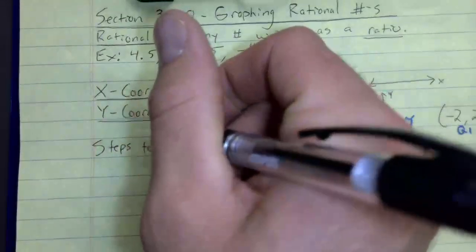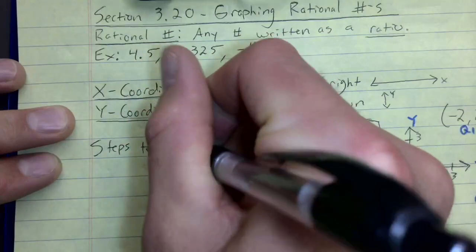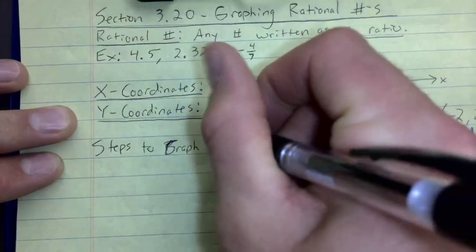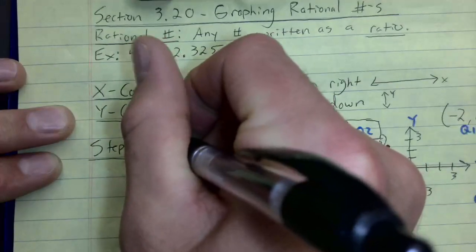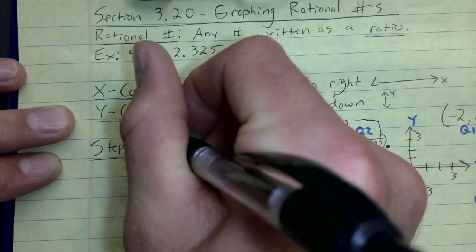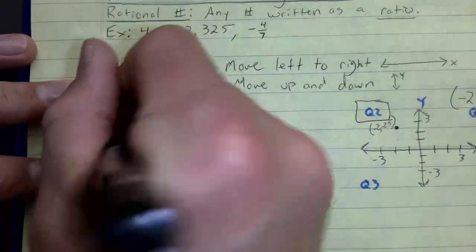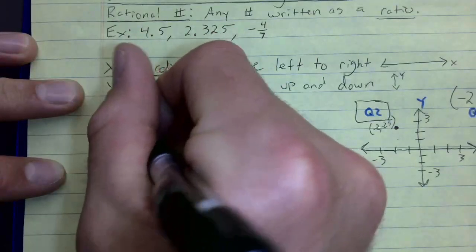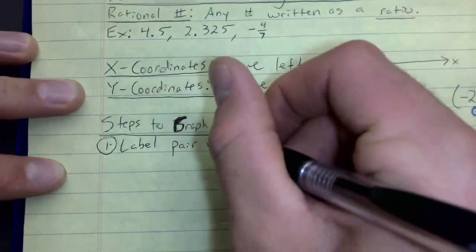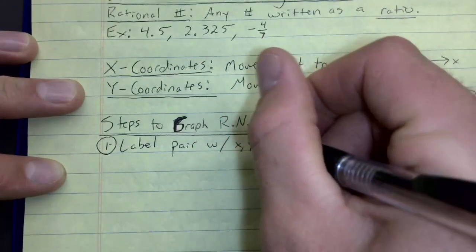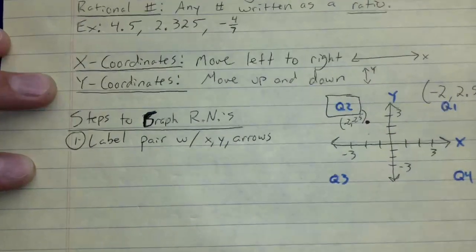So there are 3 simple steps to graph rational numbers. We've seen most of these steps. Step 1 is label your pair with x, y, and arrows. All right, so you'll label your coordinate pair with x, y, and arrows.